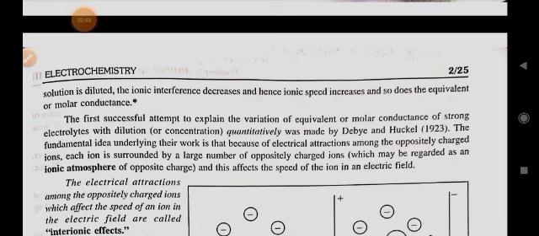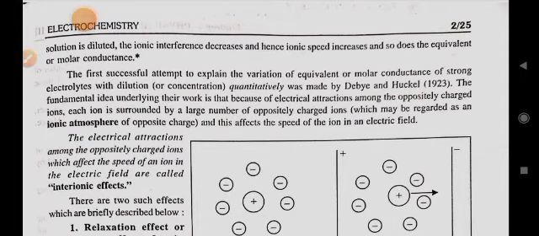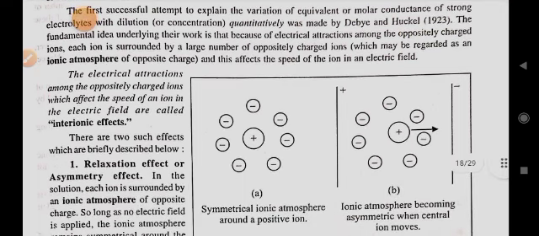The first successful attempt to explain the variation of equivalent or molar conductance of strong electrolytes with dilution quantitatively was made by Debye-Huckel. The fundamental idea underlying their work is that because of electrical attractions among the ions, each ion is surrounded by a large number of oppositely charged ions, which may be represented as an ionic atmosphere of opposite charge, and this affects the speed of the ions in the electric field. The electrical attractions among the ions which affect the speed of an ion in the electric field are called inter-ionic effects. There are two such effects which are briefly described below.